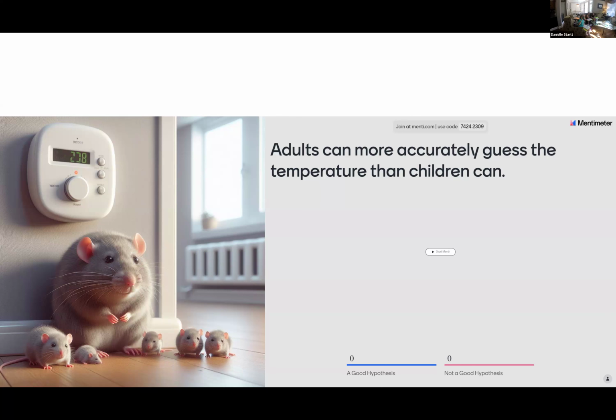But see, we just tested it. Could we repeat that? Could we come back 20 minutes from now and do it again? It's a good hypothesis. Could we also do it with a different adult and a different group of kids? Absolutely. So this is a good hypothesis, right? It can be tested.